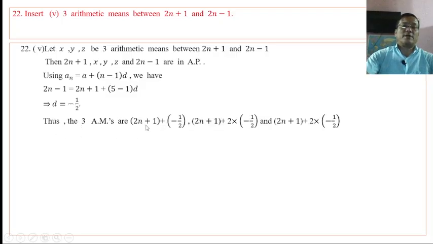Thus, the 3 AMs are first term plus common difference. Second AM is first term plus 2 times the common difference. And third AM is first term plus 3 times the common difference. Solving for this, we have 2n plus 1, and for this, cancelling the minus 1, we have 2n. For this, 1 minus 3 by 2 is minus half, so 2n minus half.